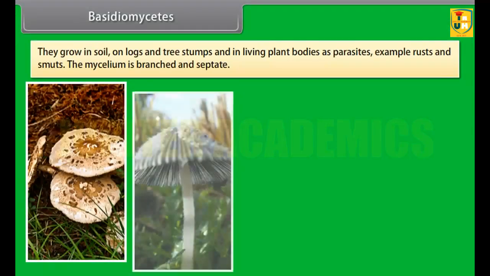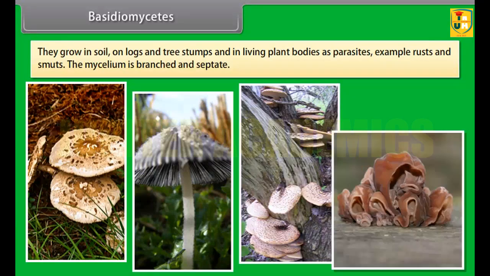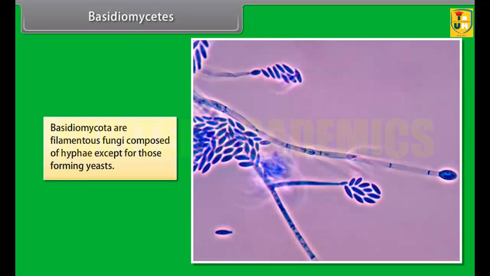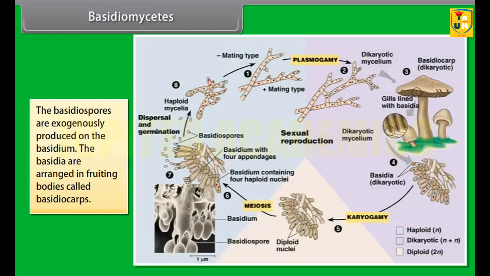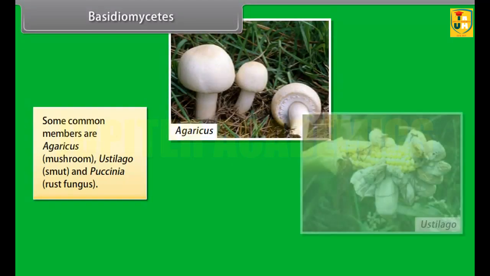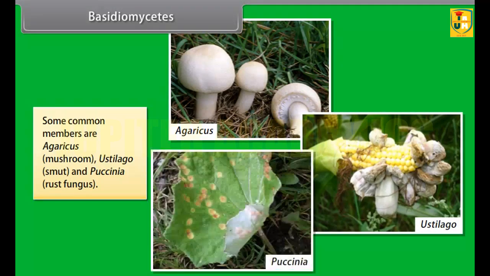They grow in soil, on logs and tree stumps, and in living plant bodies as parasites. Example: rusts and smuts. The mycelium is branched and septate. Basidiomycota are filamentous fungi composed of hyphae except for those forming yeasts. The basidiospores are exogenously produced on the basidium. The basidia are arranged in fruiting bodies called basidiocarps. Some common members are Agaricus, mushroom, Ustilago, smut, and Puccinia, rust fungus.